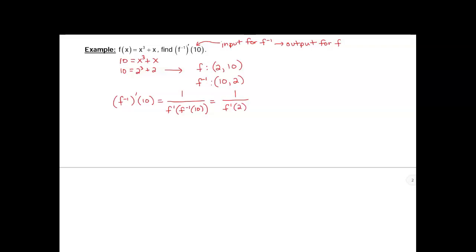Next, I will find the derivative of f. So let's take the derivative of f. F prime equals 3x squared plus 1, and evaluate that for 2. So 3 times 2 squared plus 1 is 3 times 4 plus 1, which is 13. So this is 1 over 13.